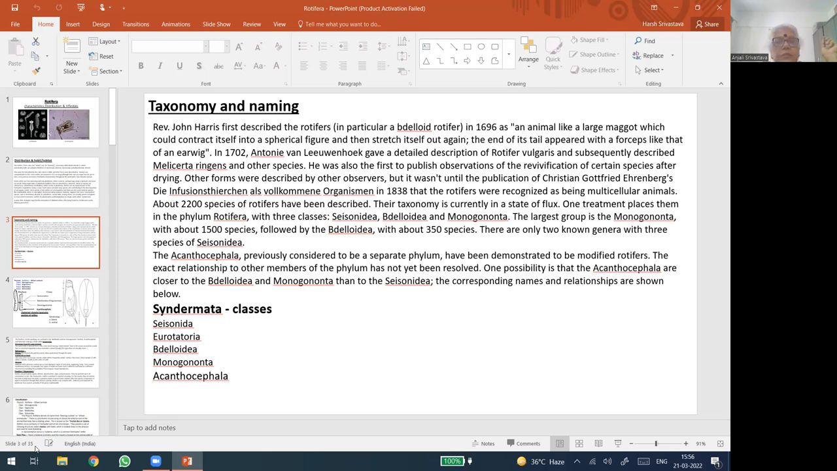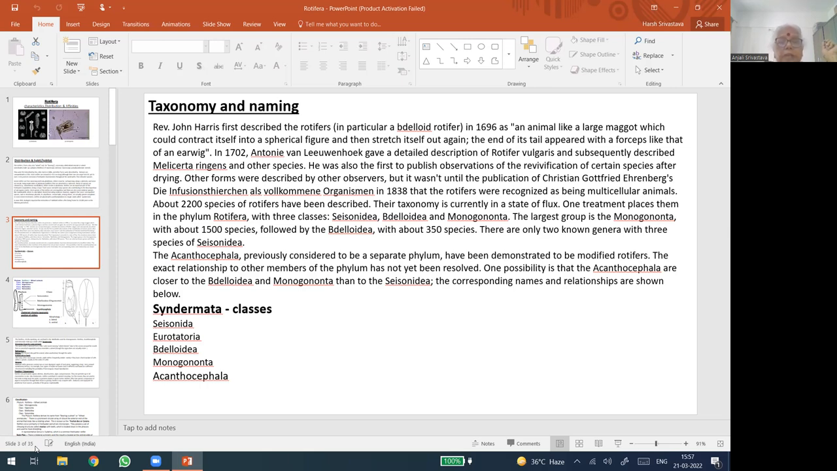One treatment places them in phylum Rotifera with three classes: Cicionidea, Deloidea, and Monogononta. The largest group is Monogononta with about 1500 species, followed by Deloidea with 350 species, and there are only two genera with three species of Cicionidea.